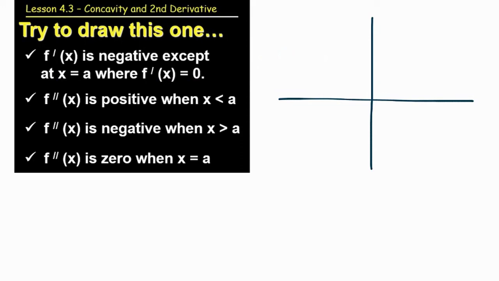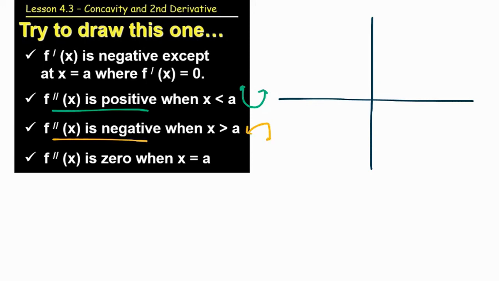It says that the second derivative is positive. The second derivative is positive. Right, that would be concave up. Are you picturing something concave up? And then we've got the second derivative being negative. And, of course, that would mean that we're concave down.